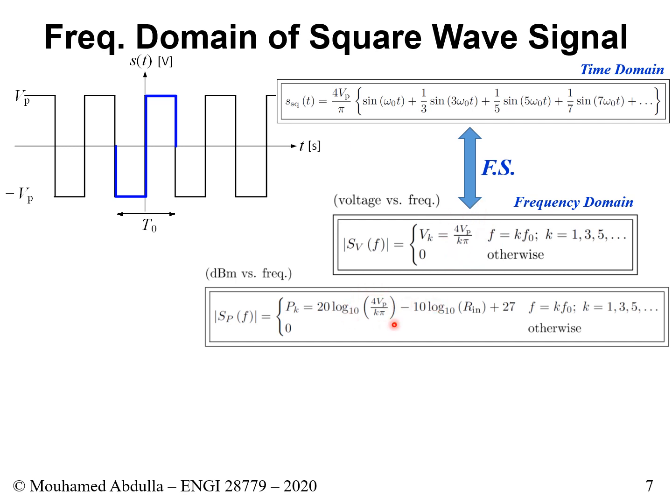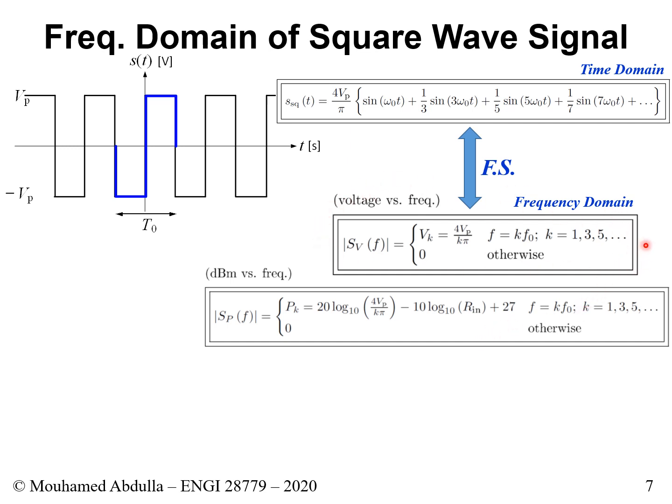So you enter it here, okay? Minus 10 log 10 Rn, where Rn is the internal resistance of the spectrum analyzer, plus 27. Why 27? Well, we derived it. We derived it in lecture 3. Go back to lecture 3 to see that. So you have both ways.